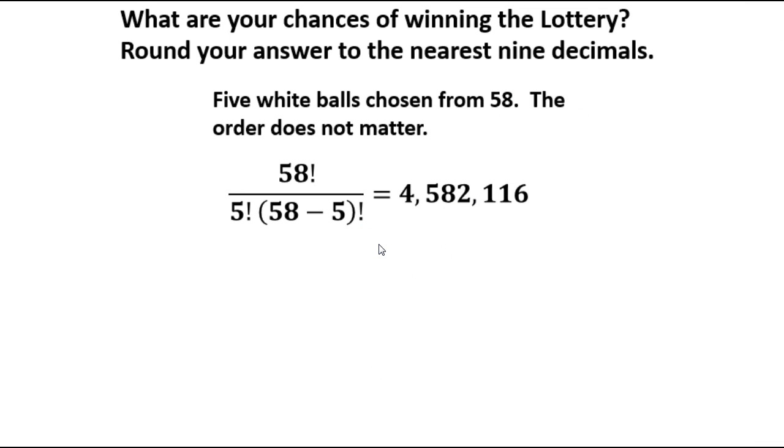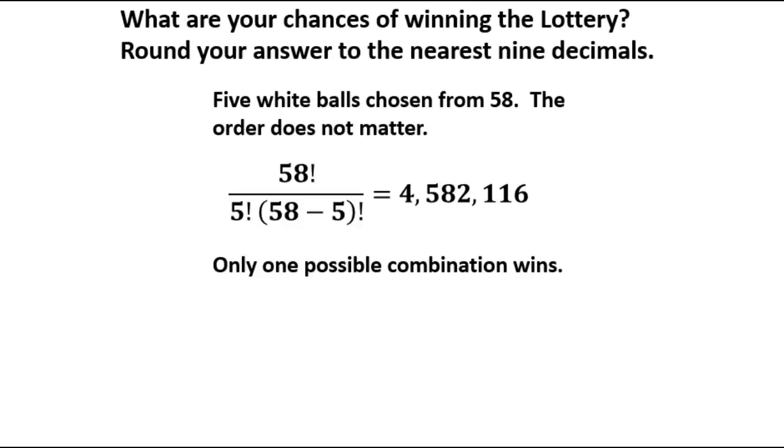Okay, so basically we have 4,582,116 different possible combinations to win this lottery. Now, we have to remember the rules of a lottery, though. And the rules dictate that only one possible combination wins. So only one of these, out of all of these 4,582,116, only one is going to be the winner.